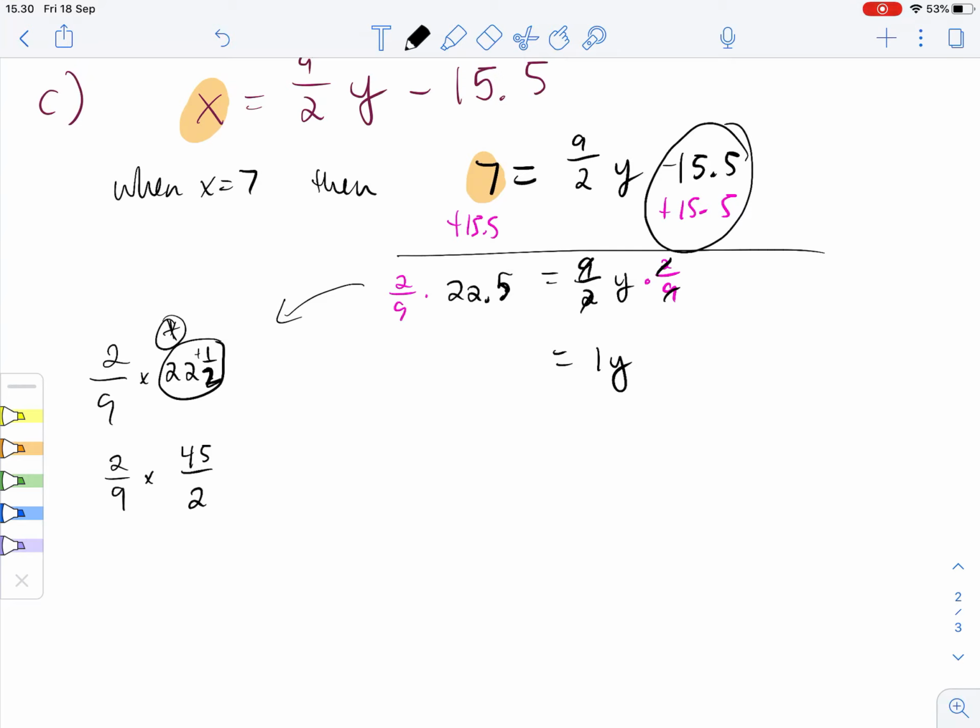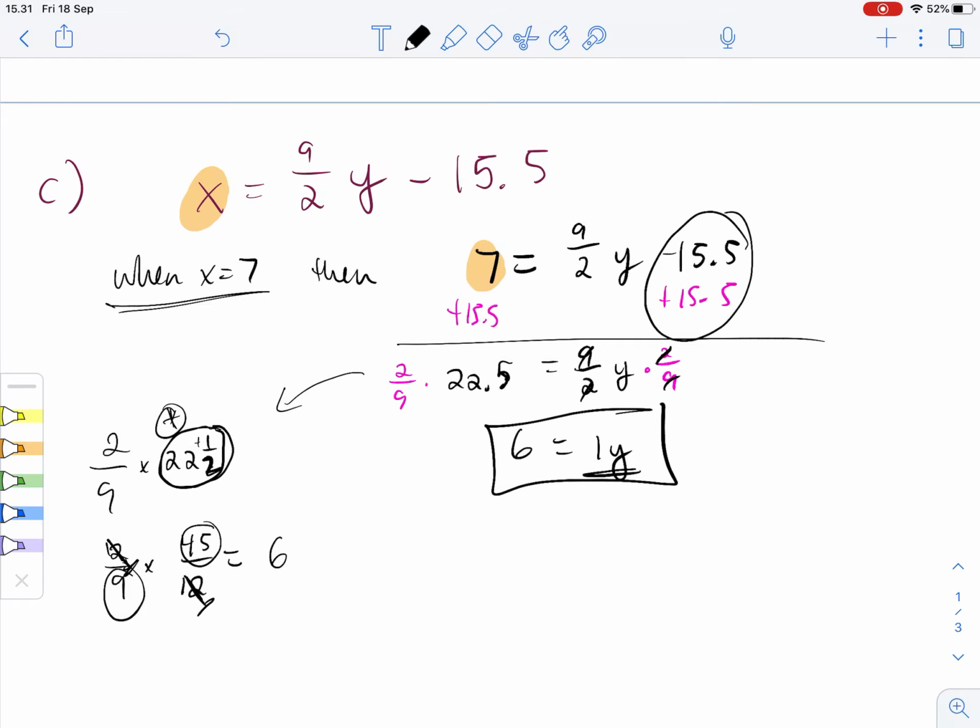If you get stuck here, you need to watch how to change a mixed number into an improper fraction. That's just going to help me multiplying here. So when I multiply here, 2 divided by 2 is going to give me a 1. Then I have 45/9. 45 divided by 9 is 6. So 1y is 6 when x is 7.